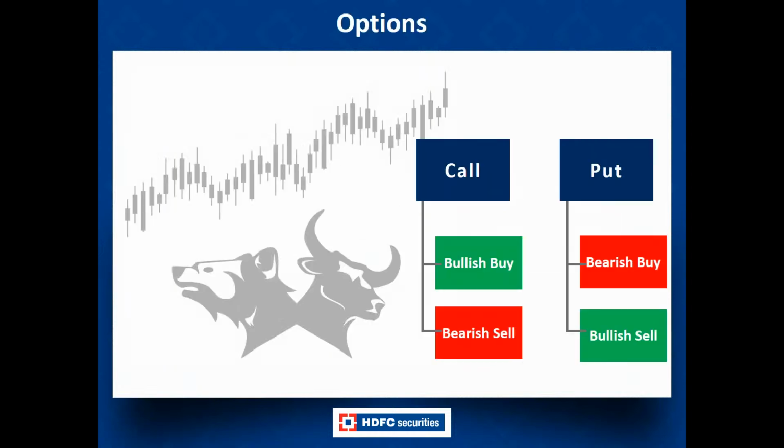There are two types of options, as you will be knowing: the call option, and the second one is the put option. In layman's language, if you are bullish, you need to buy a call option to take advantage of your bullish view, and if you are bearish, you need to buy a put option to take advantage of your bearish view. Now you can also take advantage of a bearish view by selling a call option, and take advantage of a bullish view by selling a put option.